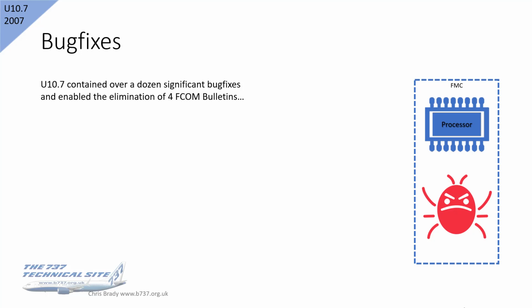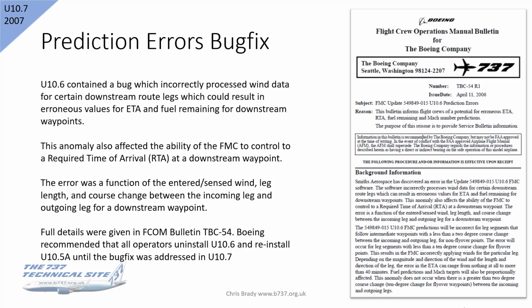Bug fixes. 10.7 actually contained over a dozen significant bug fixes and the elimination of no less than 4 FCOM bulletins. I'll go through a few of those with you briefly here. So there was one on prediction errors. 10.6 had a bug which incorrectly processed wind data for certain downstream legs, which could result in erroneous values of ETA and fuel remaining at those waypoints. This is obviously not good.